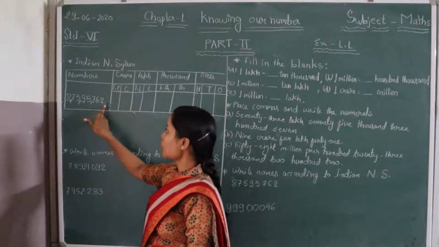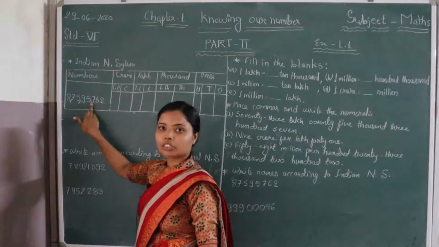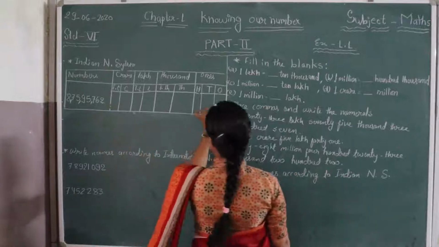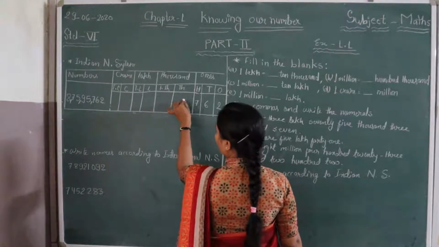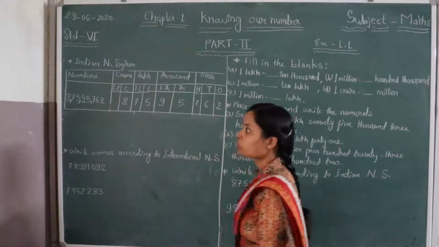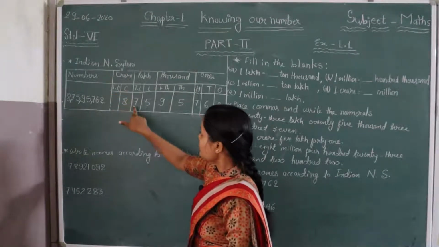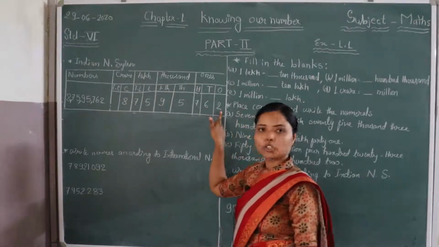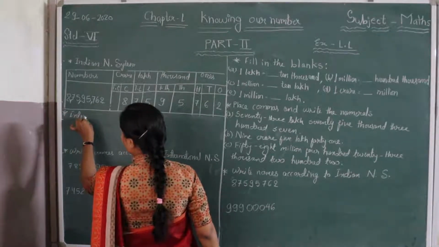Firstly, we will start writing from the right hand side. Place the commas after 3 digits, then every 2 digits. Okay, then I write this 2 from right hand side, 6, 7, 5, 9, 5, 7 and 8. So how can we read this? 8 crore 75 lakh 95,000 762. Okay, now we move to the international number system.